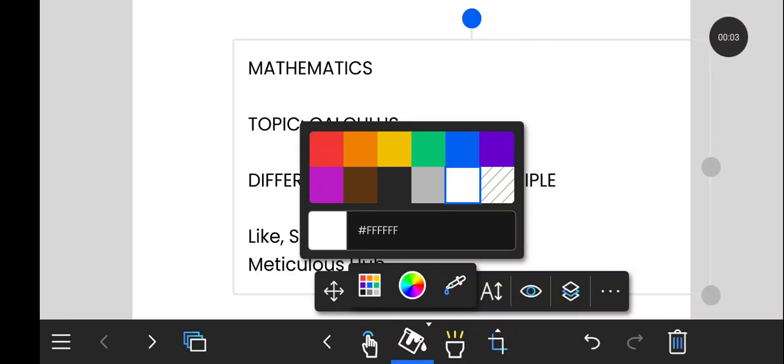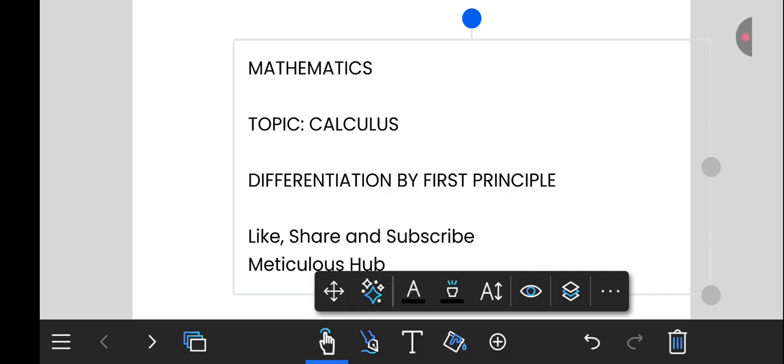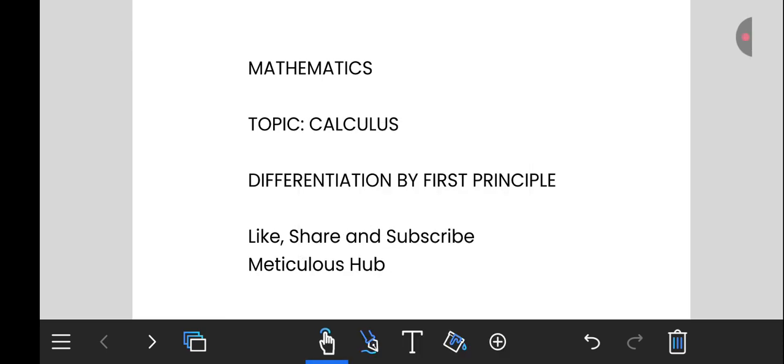Welcome to this tutorial where we are going to discuss calculus, and the topic which we are going to cover under calculus is differentiation by first principle. So let's try to understand differentiation by first principle.